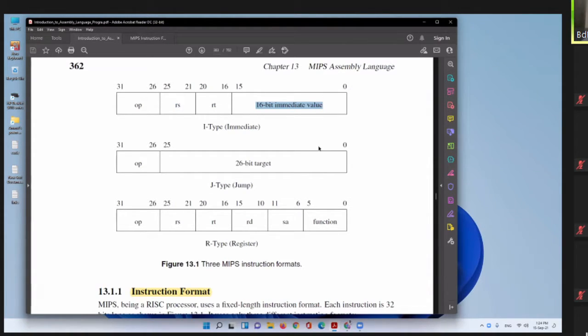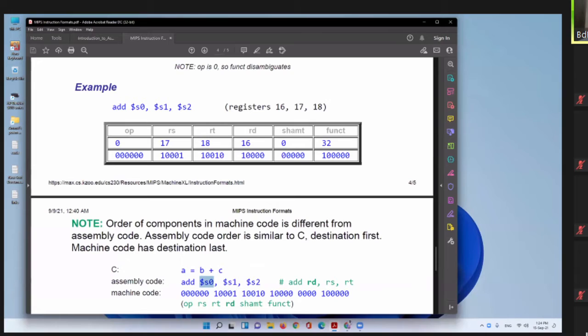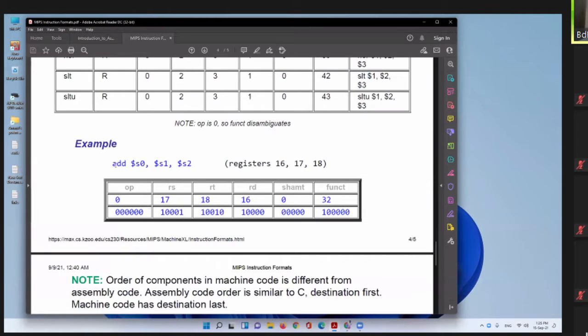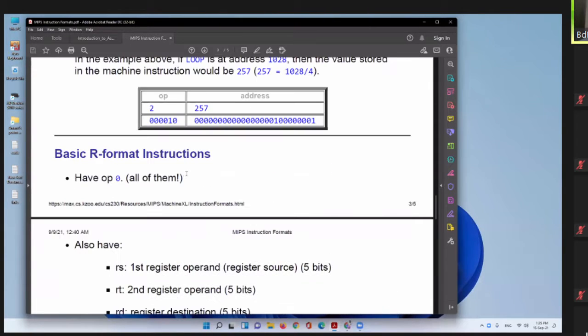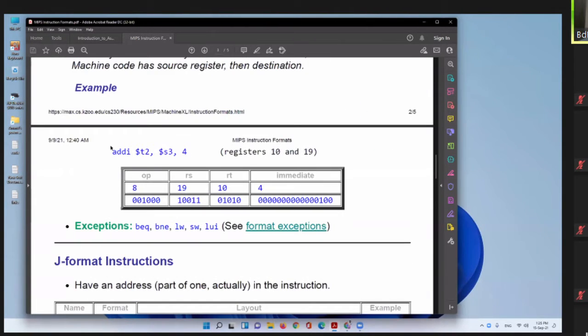Whenever you write the code, that is the only difference. Let me tell you again, look at the difference. This code: add and then 3 registers, and here addi, 2 registers and a number.